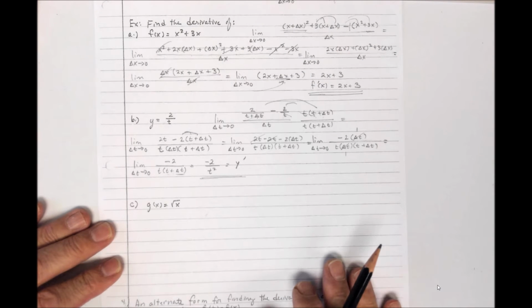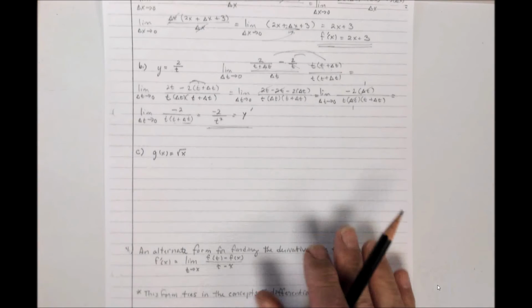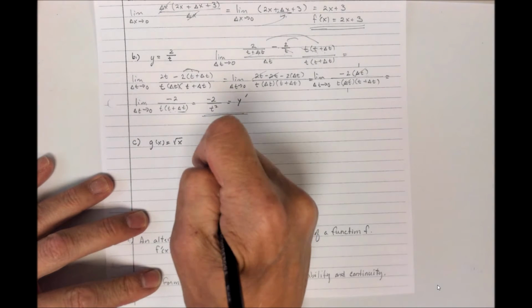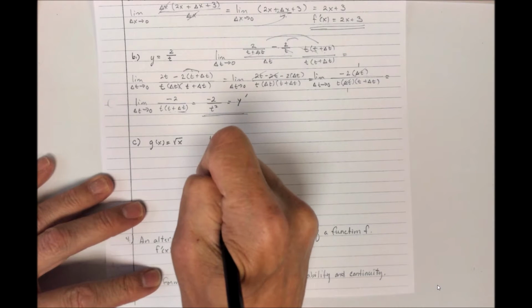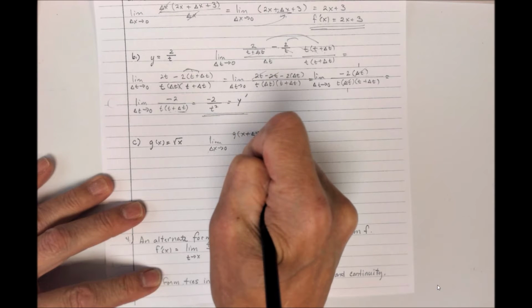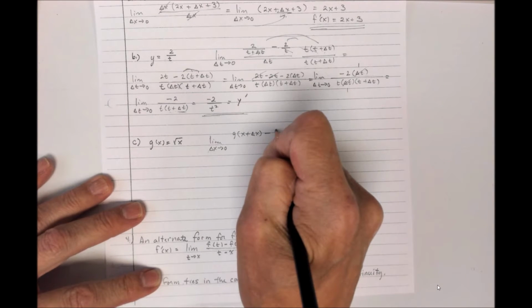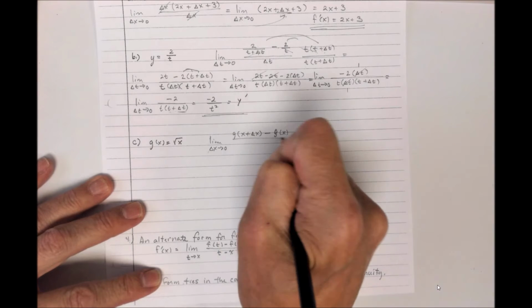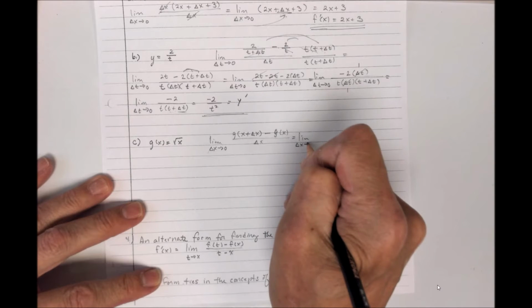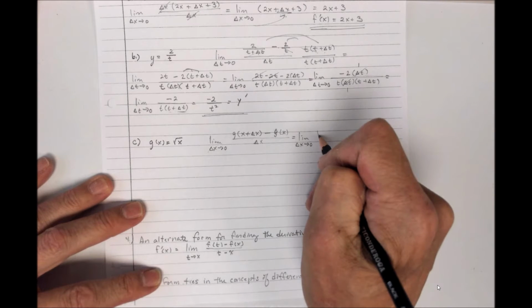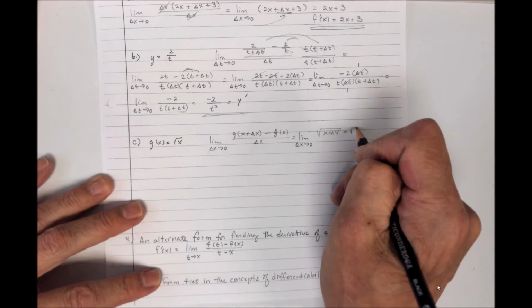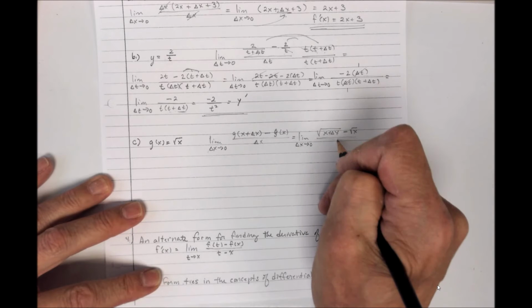Okay? All right, now we got to try one with a radical, and I took the simplest one I could think of, and that's g of x equals the square root of x. So I'm going to take the limit as delta x goes to 0 of g of x plus delta x minus g of x, all over delta x. I'll be doing this in my sleep. This is the limit as delta x goes to 0 of the square root of x plus delta x minus the square root of x, all over delta x.